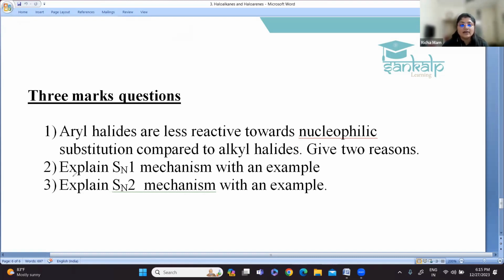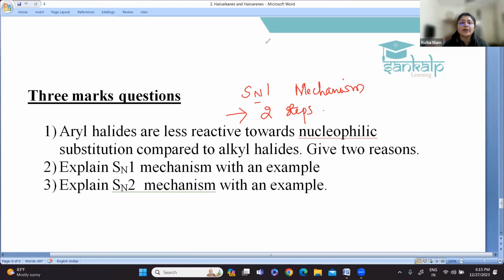Then the second question: explain SN1 mechanism with an example. What is SN1 mechanism? SN1 is substitution, nucleophilic, unimolecular. So this particular mechanism, that is SN1 mechanism, will proceed by how many steps? It will proceed by 2 steps.